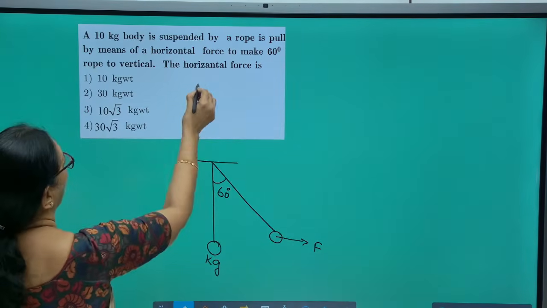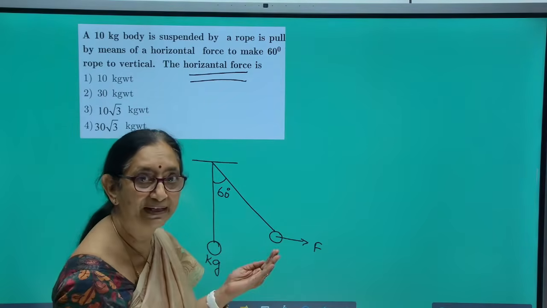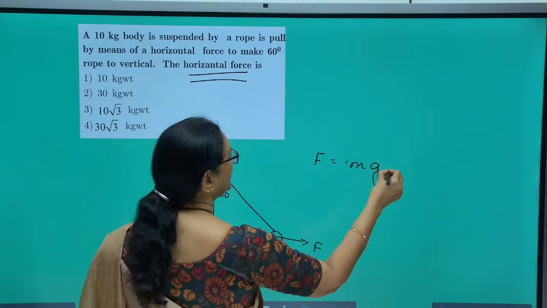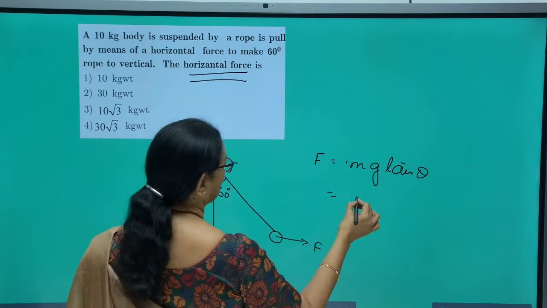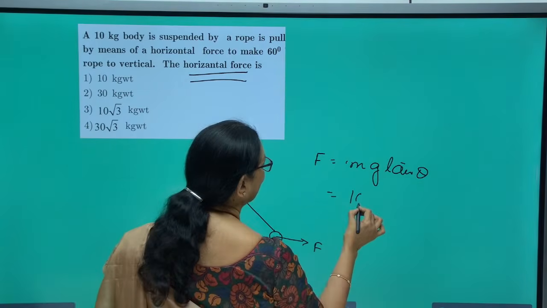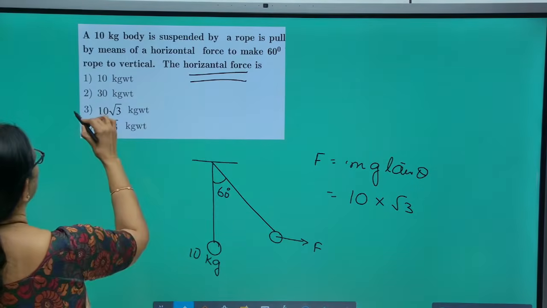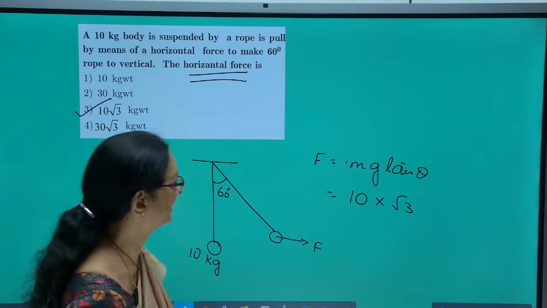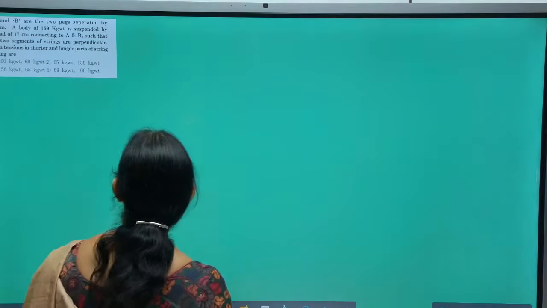So, what is the horizontal force applied to pull it aside? See here, if you remember the tangent law, you can directly say F is equal to mg tan theta, that is it. So, here mg is 10 kg weight and tan 60 is root 3. So, the answer is 10 root 3 kg weight. That is the answer for that problem. Let us go to the next problem.